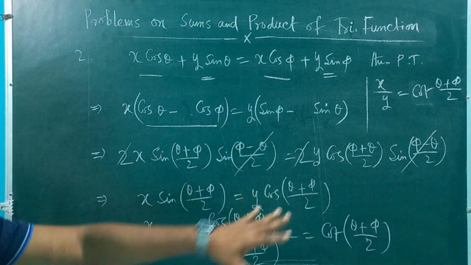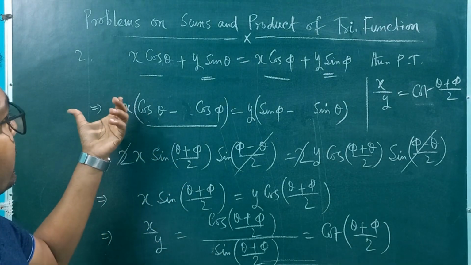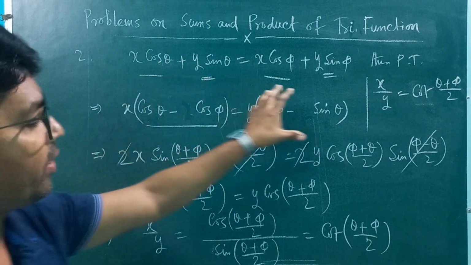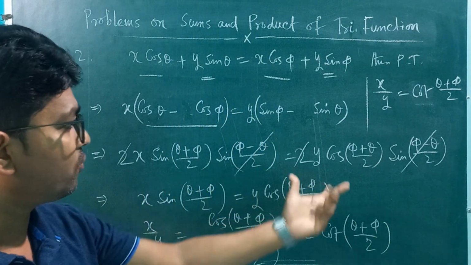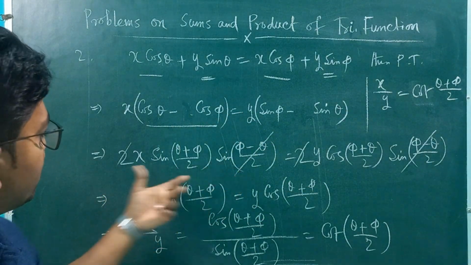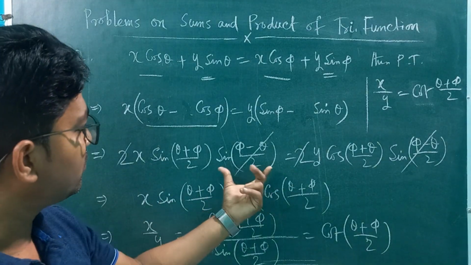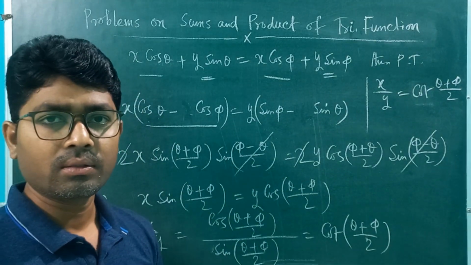So clear to everyone how we approach the problem? We just separate the x term and y term on the left hand side and right hand side. Then we apply the rule and see there are some common terms, these two and these two, this sin term. They are cancelled, and you will get the required result.